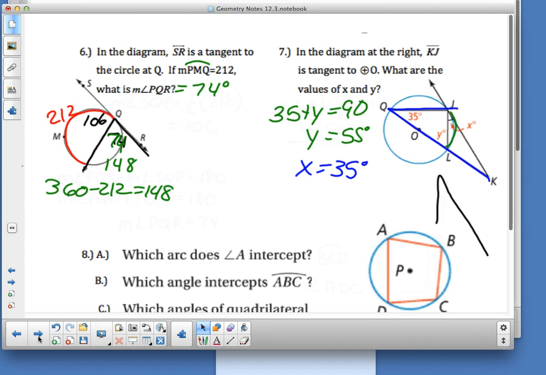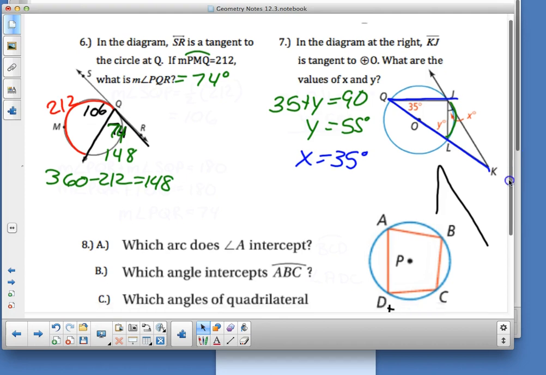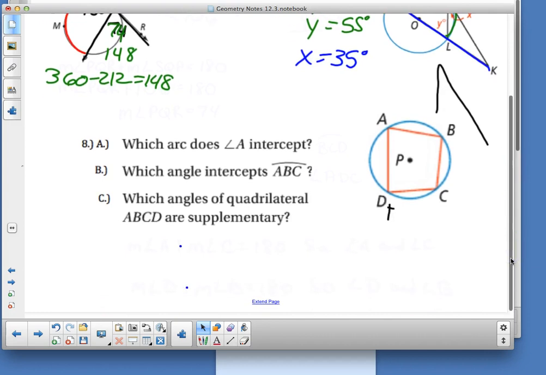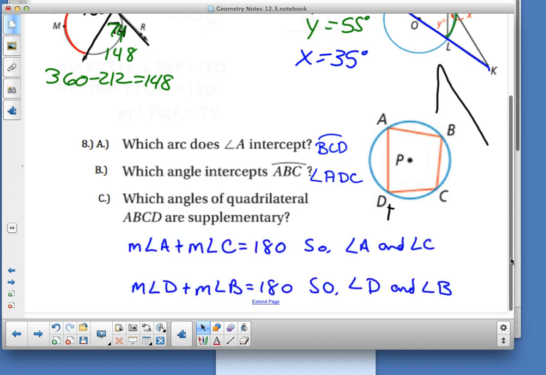And everything else is on Schoology. I'll do the same thing I'm doing this hour. Now, your self quiz. It should be quick. Hopefully, you see the arc that intercepts A, BCD. The angle that intercepts BCD is angle D, ADC. And the angles of the quadrilateral ABCD are supplementary? Well, the opposite angles should be supplementary. It is just you regurgitating information. Okay? Just you regurgitating.